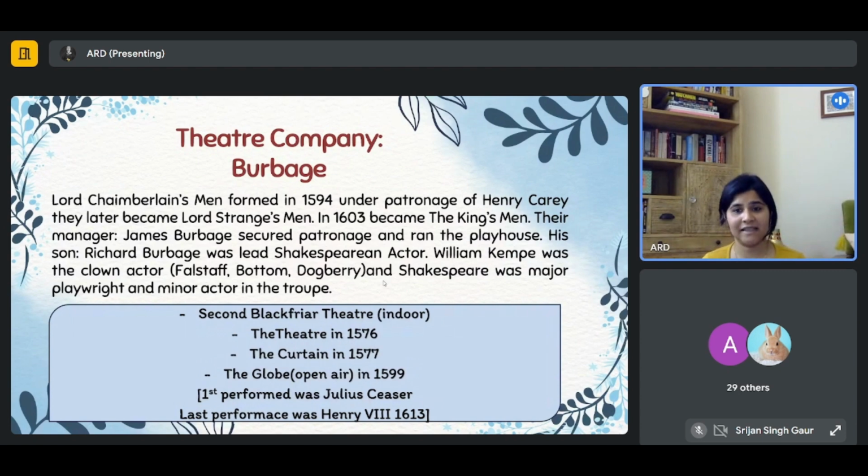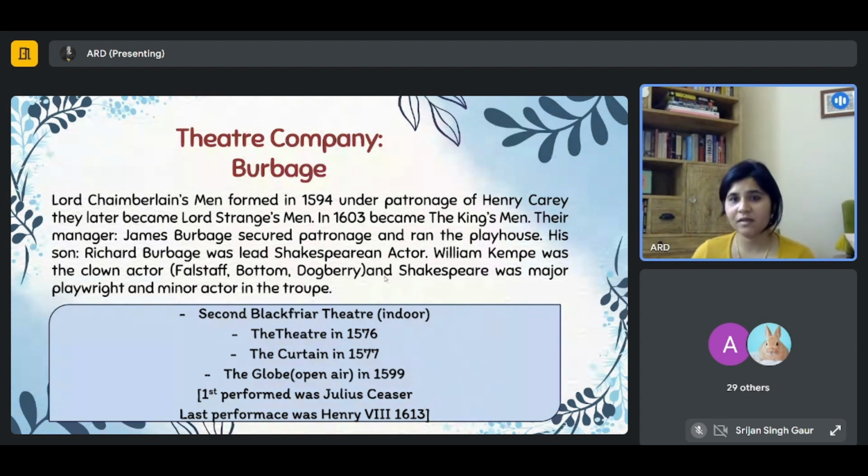It was an open air theatre, modeled on that Roman theatre. Okay, so the Globe came in 1599. The Globe is very important, and the first play performed there was Julius Caesar. Then the Globe burned in 1613 during the performance of Henry VIII. So all these theatres are associated with James Burbage. Okay?